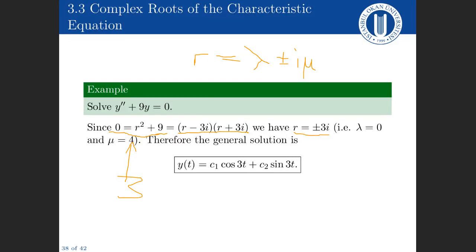As soon as we know lambda and mu, we can write down the general solution to the differential equation. General solution to this differential equation is c1 cos 3t plus c2 sine 3t. You would normally have e to the lambda t here, but of course, if lambda is equal to 0, that's the same as e to the power 0, or 1, which we don't need to write. So it's just c1 cos 3t plus c2 sine 3t. And this is it. How many sentences is this? Two sentences to solve a differential equation.